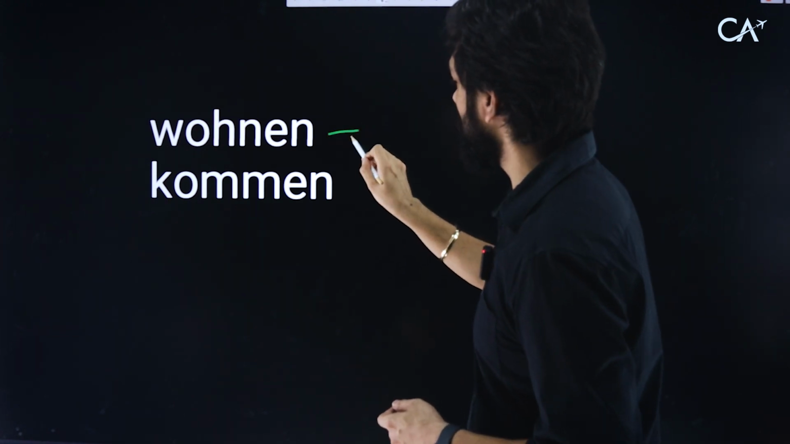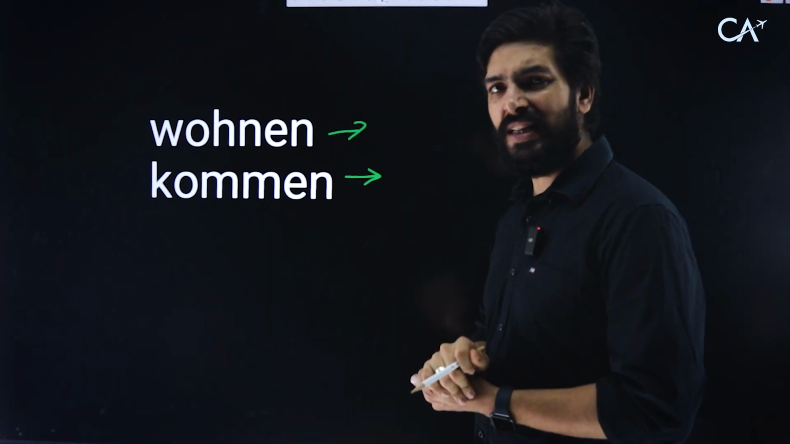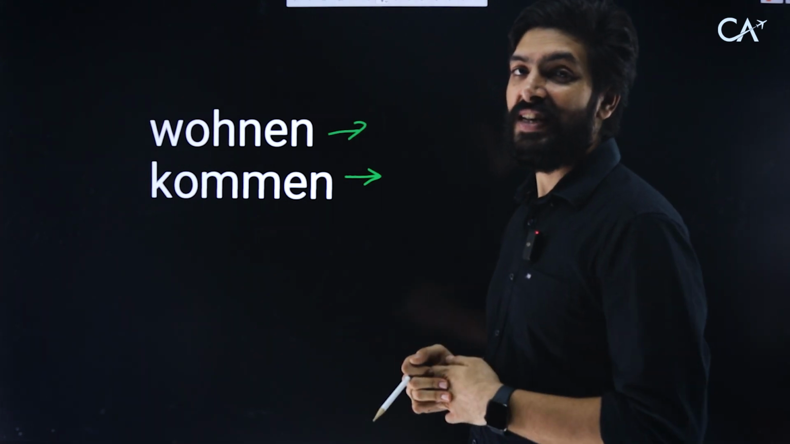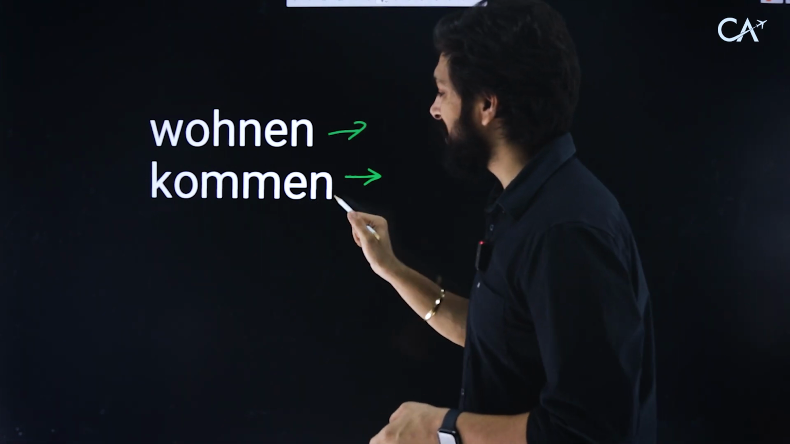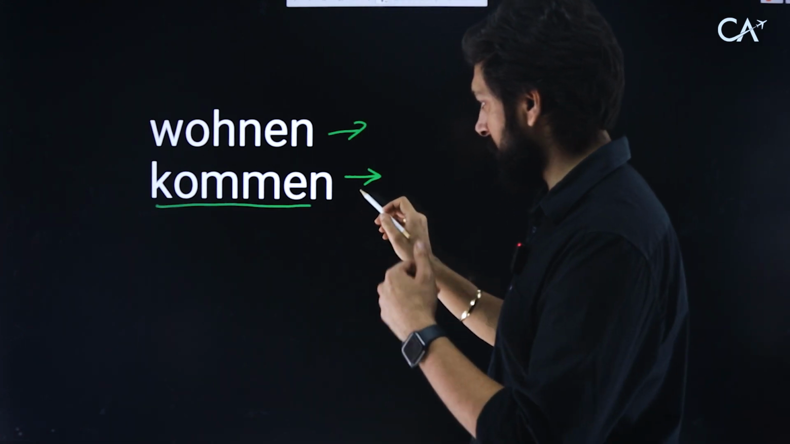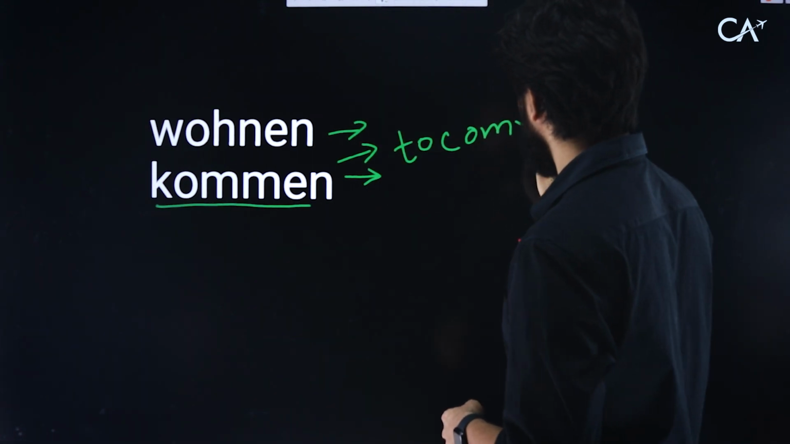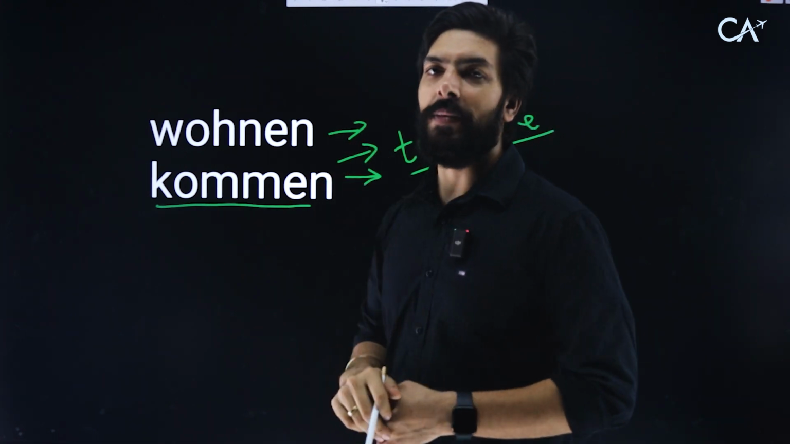Let's go with the second one, and the second one is kommen. We already have seen wohnen. Now we're looking at kommen. I think we have seen this earlier. Woher kommen Sie? If you remember this, write in the chat that I do remember this. Woher kommen Sie? To come. To come from somewhere, right? Wohnen, kommen. Kommen is to come.